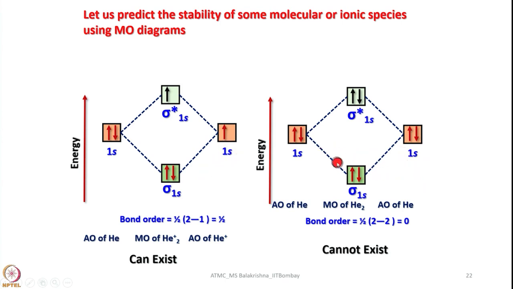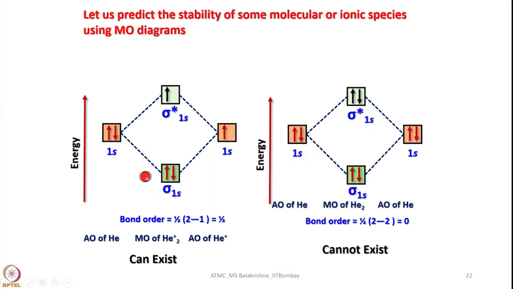So, if you try to form molecular orbitals, sigma has 2 electrons, sigma star also has 2 electrons. So, the net bond order is 0. That means if the bond order is 0, then the molecule cannot exist. So, simply you can say He2 cannot exist.